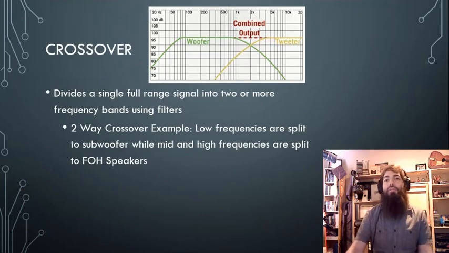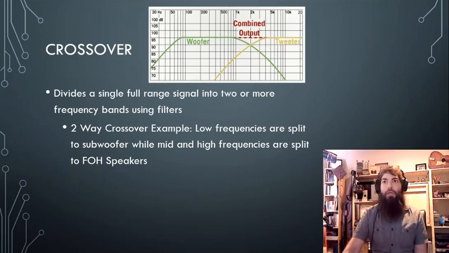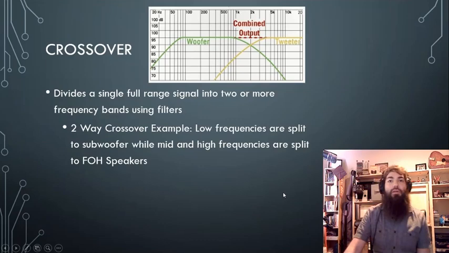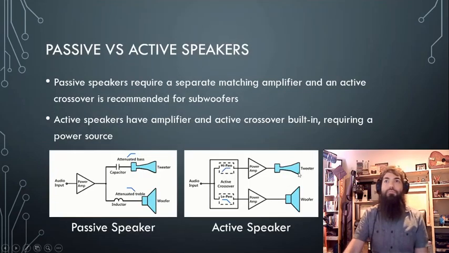Cool, so let's go a little deeper into crossovers and what those are. What a crossover does is it's going to divide our full range signal into either three separate bands or two separate bands. For our examples today, I'm going to use mostly two-band crossovers. So the low frequencies are going to be split to the subwoofers, the mids and highs are going to be split to the front of house.